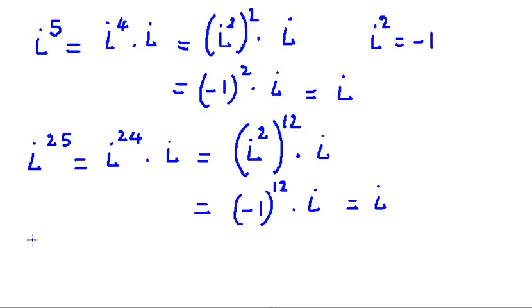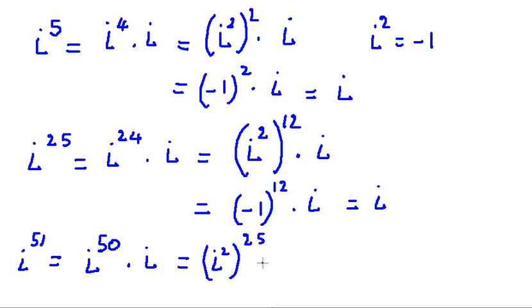So if I try i to the power 51, I would end up with i to the power 50 times i to the power 1, which is equal again to i squared to the power 25, and then times i. Notice now my exponent is odd, and a -1 to an odd exponent stays as -1. Therefore, the answer now is -1 to the power 25 times i, and -1 to the power 25 is a -1, and -1 times i is -i.